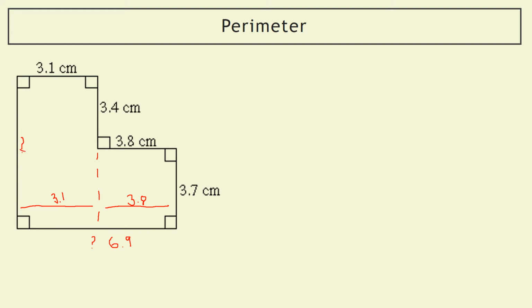I can do something similar across for the other bit, because this is 3.7 here. This has got to be 3.7 on that bit. And because this is 3.4 here, this is 3.4 on that bit.